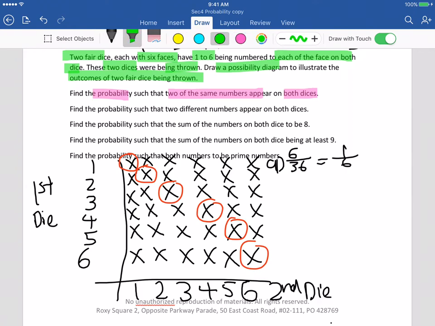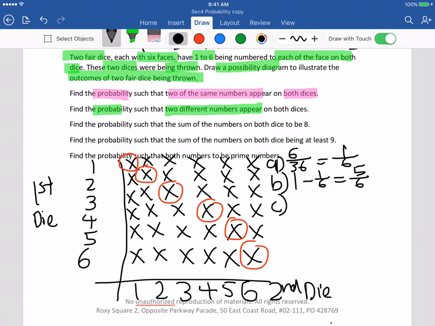Okay. The next one: find the probability that two different numbers appear on the dice. So we can even use our first answer. It will be 1 whole minus the probability that both numbers are the same. That will give you the probability that both are different numbers.